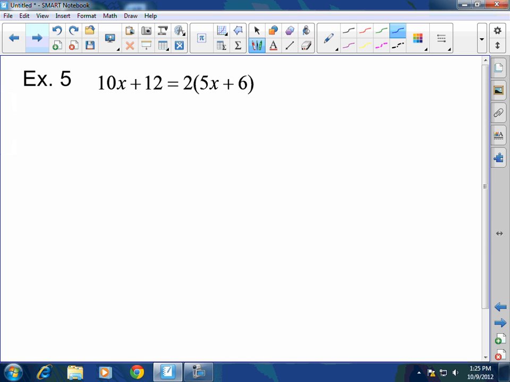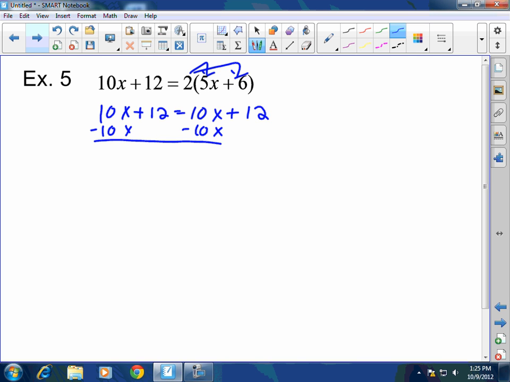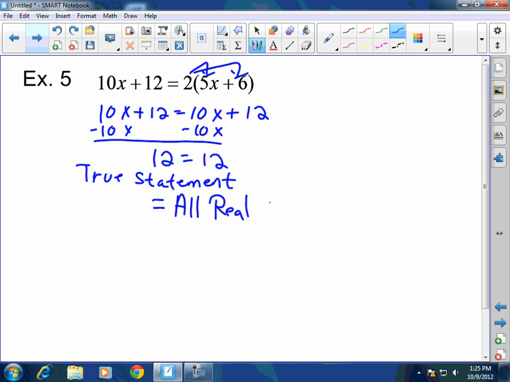This is 10x plus 12 equals 10x plus 12. You subtract 10x to both sides, you get 12 equals 12. Is that a true statement? When it's a true statement, what are the solutions? All real solutions.